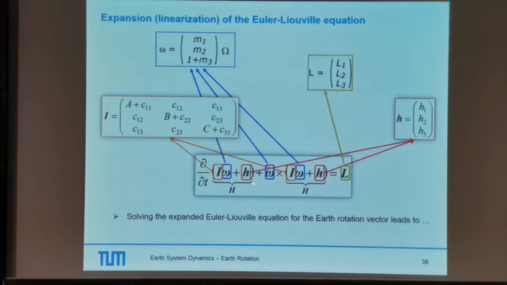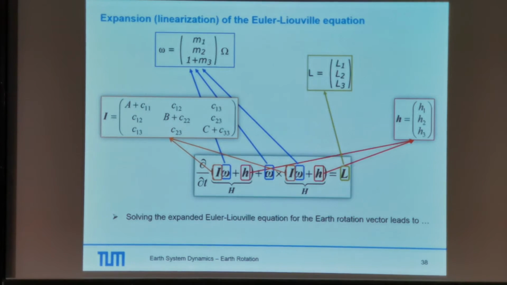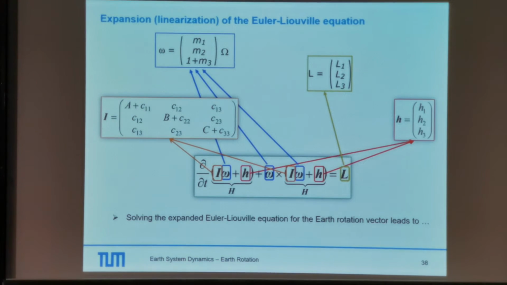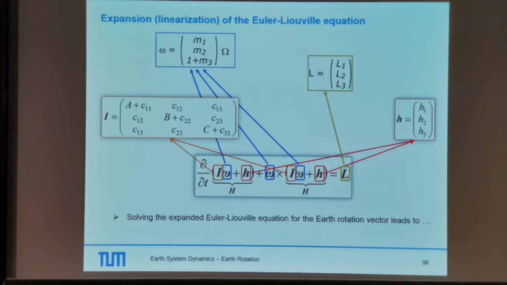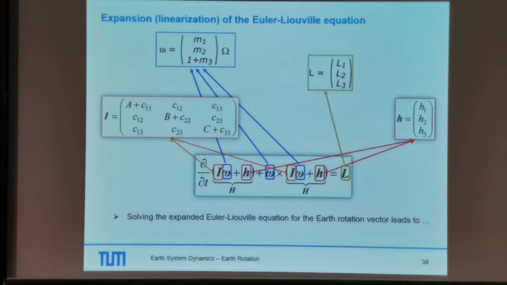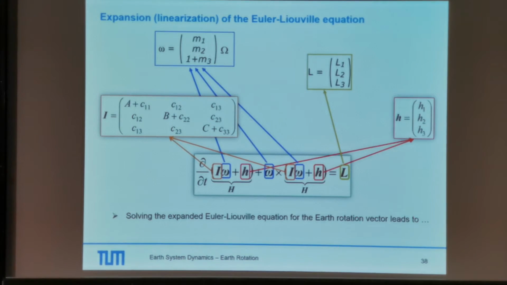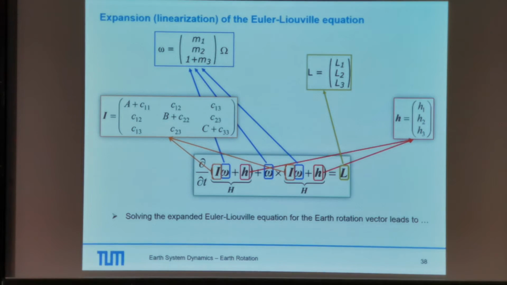So what we want to do now is reformulate this equation by putting omega on the left-hand side of the equation and all the rest on the right-hand side. Because then we can use this equation to study and observe changes in the omega vector, which are changes in the Earth rotation vector, and relate them to anything happening on the right-hand side of the equation. So we have to solve this expanded Euler-Liouville equation for the Earth rotation vector. Rearranging this equation and solving for omega means omega must be placed on one side of the equation, the rest on the other side.